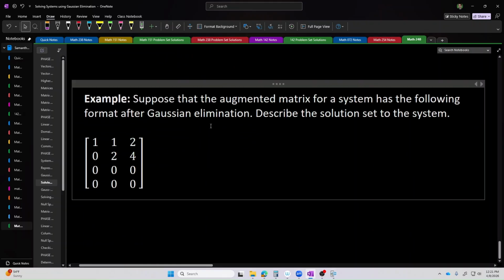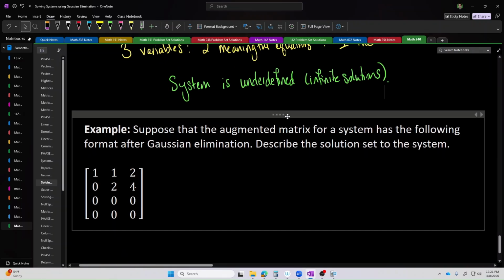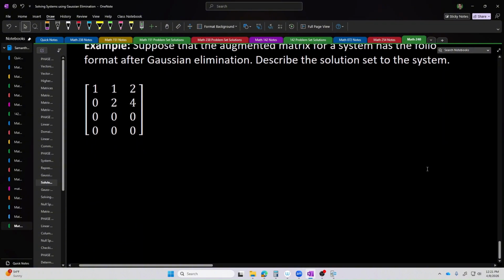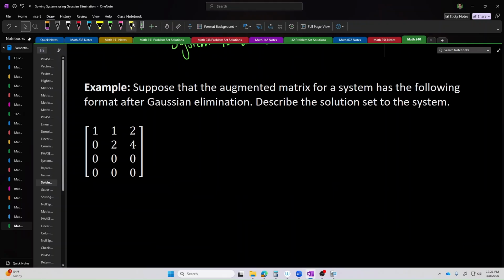So let's do one more example of another situation where our augmented matrix has a bunch of zeros inside of it. Suppose that our augmented matrix in this case has 3 columns and 4 rows, and those bottom 2 rows consist entirely of zeros. Now, don't jump to conclusions too quickly here.